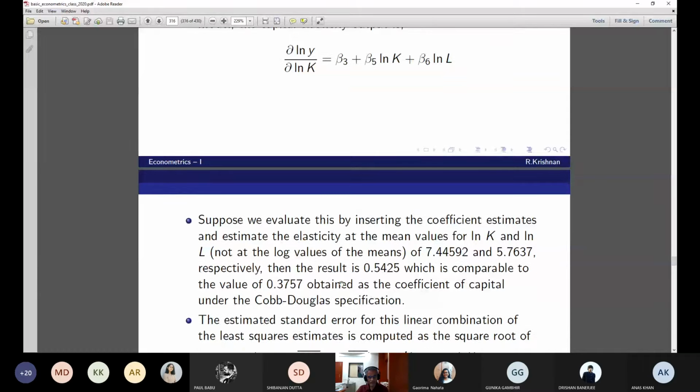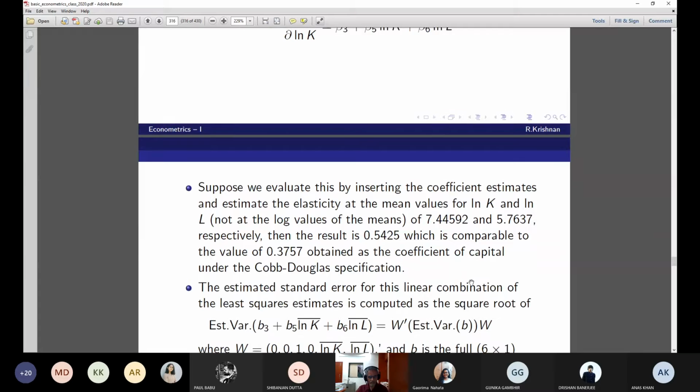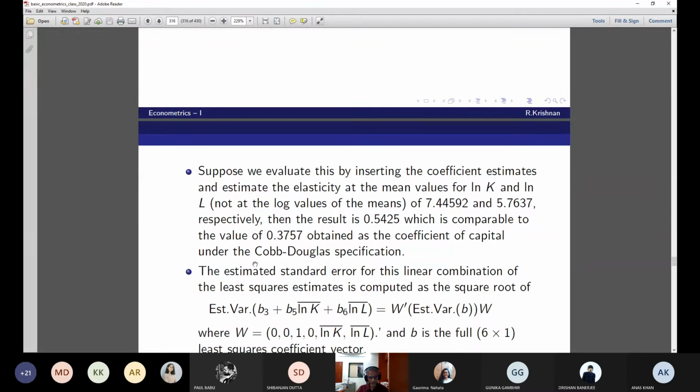0.5425, which is comparable to the value of 0.3757. This was attained as the coefficient of capital under the Cobb-Douglas specification.